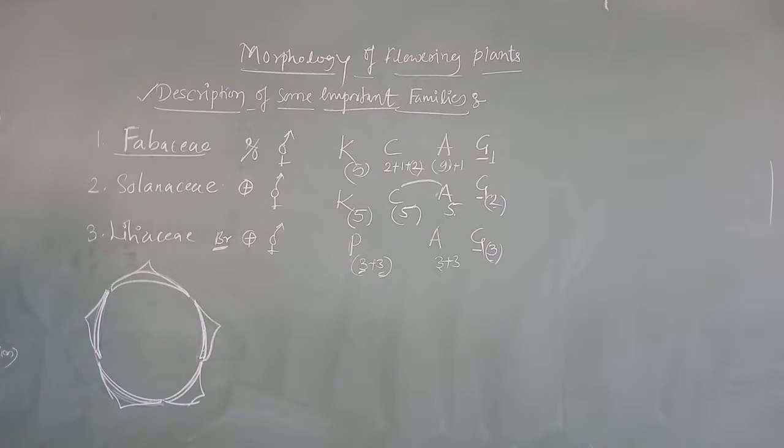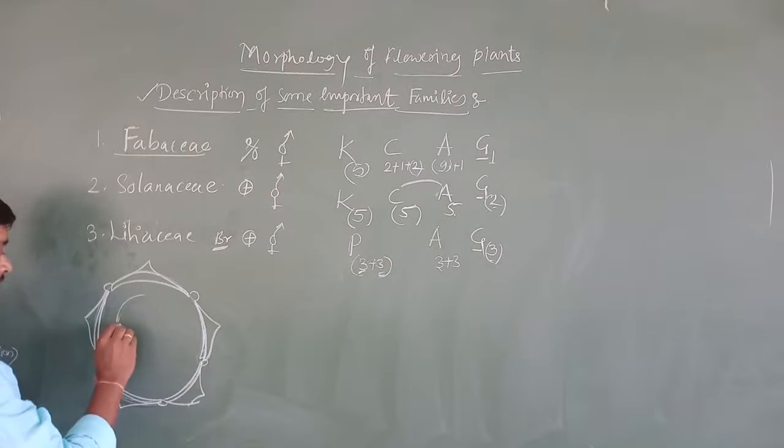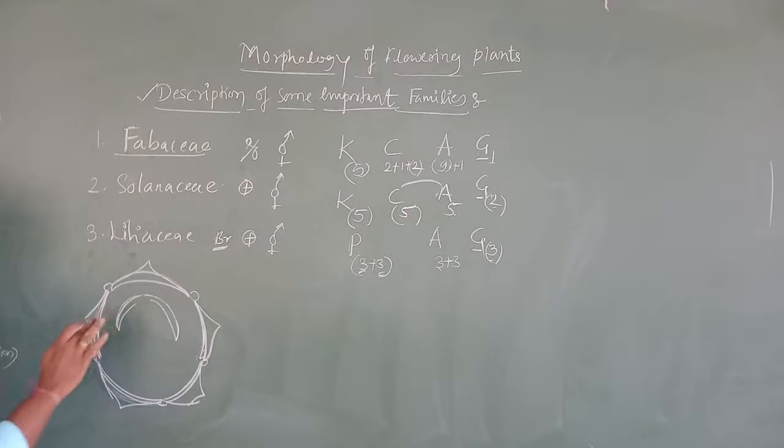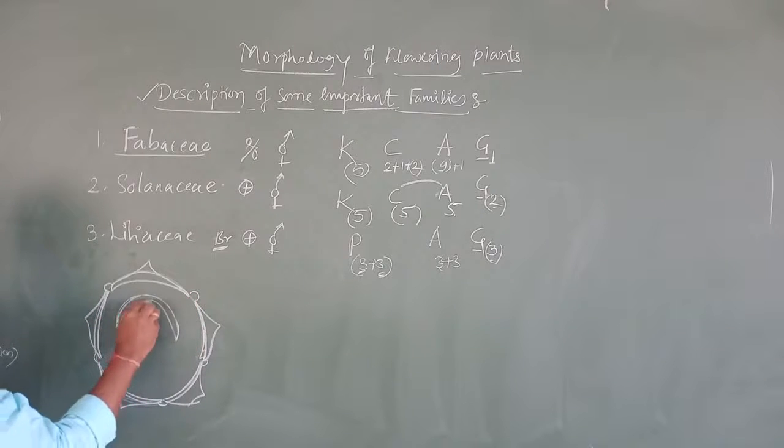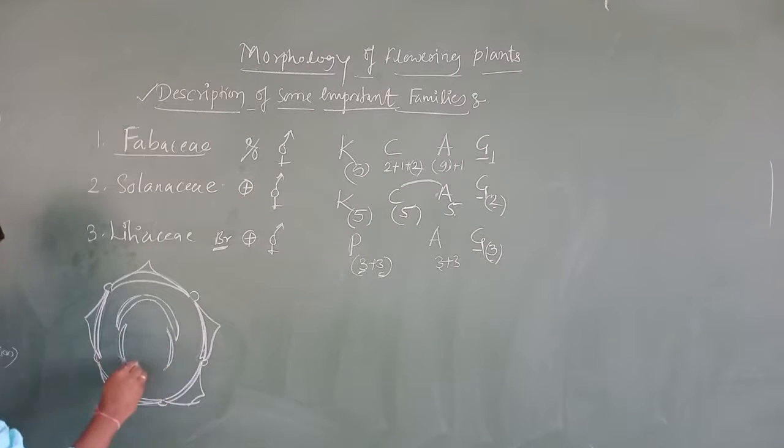This is the outermost thing. First, outermost, what we are going to write? Calyx. Then we are going to draw the corolla. Here we are going to find axillary aestivation like this. Just to draw like this. One, two, three, like this.